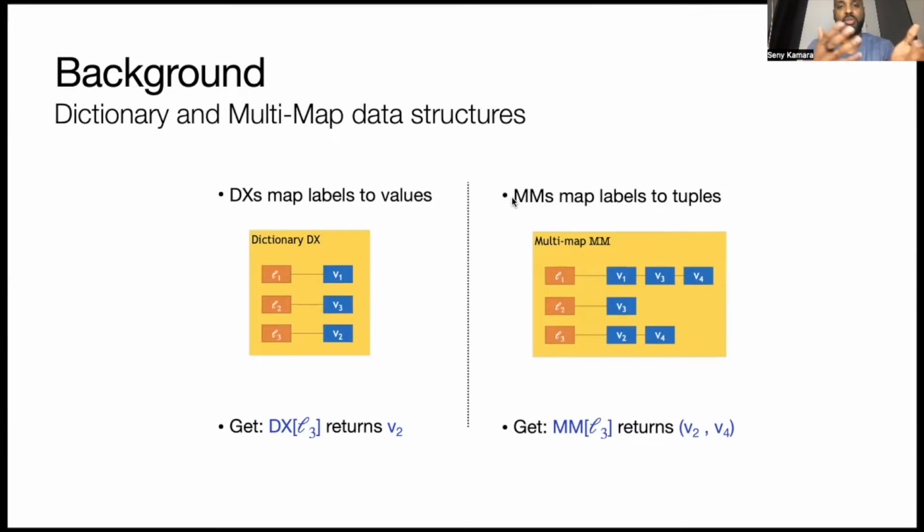A multimap is similar to a dictionary, but instead of storing label value pairs, it stores label tuple pairs. So you can see an example here. And they also support get operations. And so if I want to do a get on label 3, then the multimap will return to me the tuple associated with label 3, which in this case is V2 and V4.